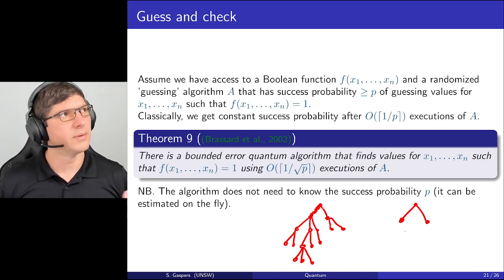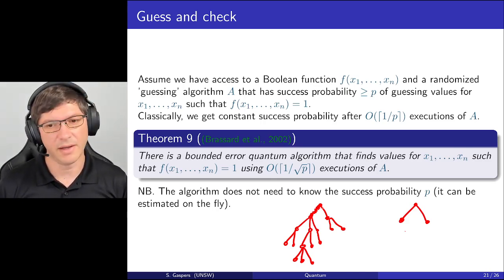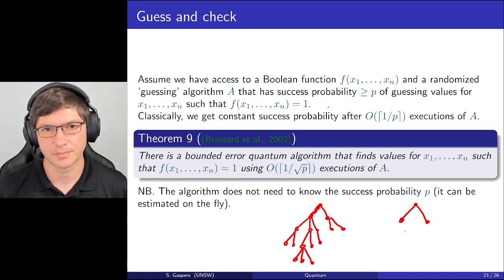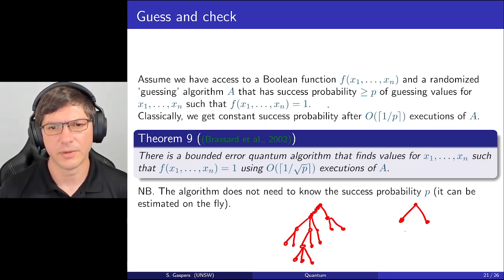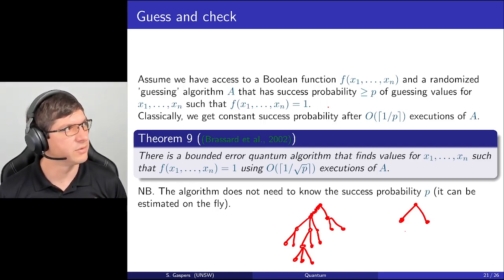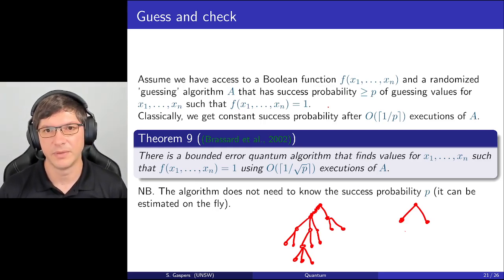So we can think of a randomized algorithm as traversing our search tree and arriving at a leaf. And once we are at a leaf, of course, we can check in polynomial time whether we have found a solution. So it's not very surprising that these branching search algorithms and these guess and check randomized algorithms give us the same quadratic speedup in the quantum world.